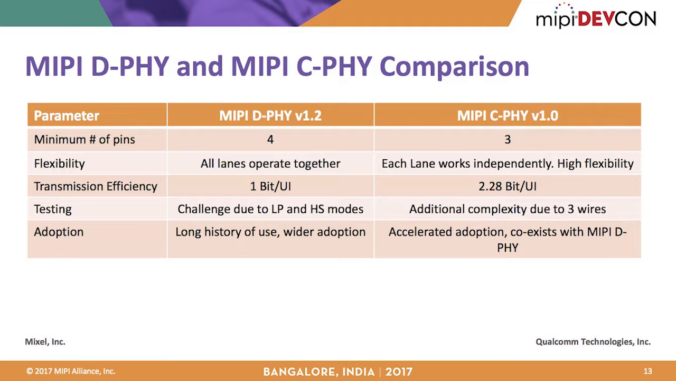Testing for both the D-PHY and C-PHY is complex compared to other standards because of the use of both the low power operation and the high speed operation. But of course, the C-PHY has even more complex requirements because you're looking at 3 signals as opposed to differential, which is very different. In terms of the adoption, of course, the D-PHY is a much more mature IP.